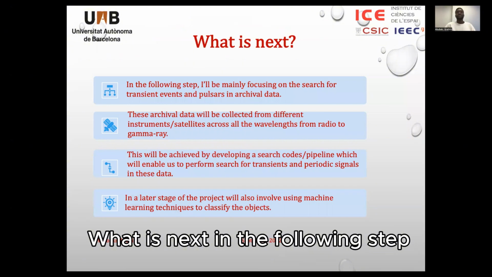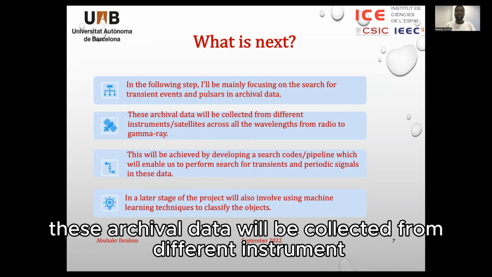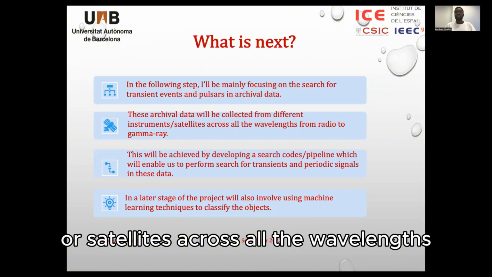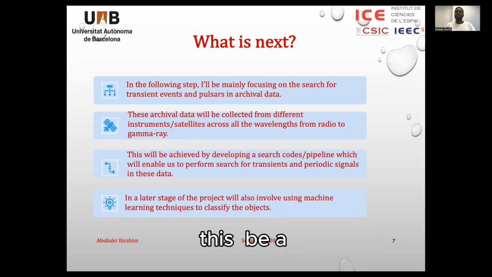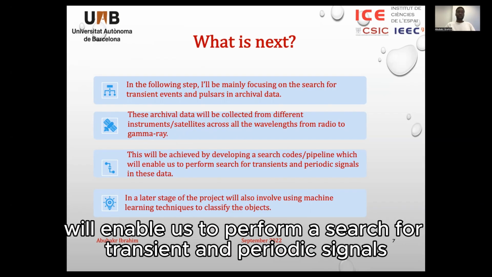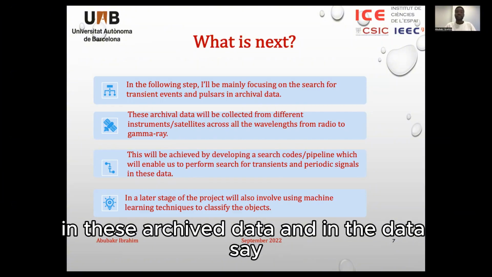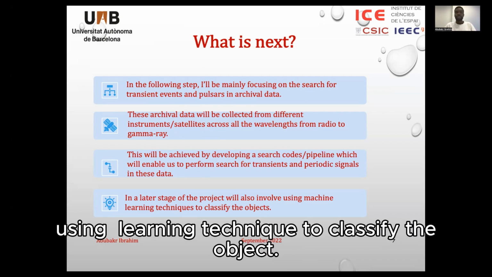The next step, in the following period, I'll be mainly focusing on the search for transient events and pulsars in archival data. These archival data will be collected from different instruments or satellites across all the wavelengths, as I mentioned earlier, from radio until gamma ray. We will do this by developing a search code pipeline, which will enable us to perform a search for transient and periodic signals in these archival data. And in a later stage, this project will also involve using machine learning techniques to classify the objects.